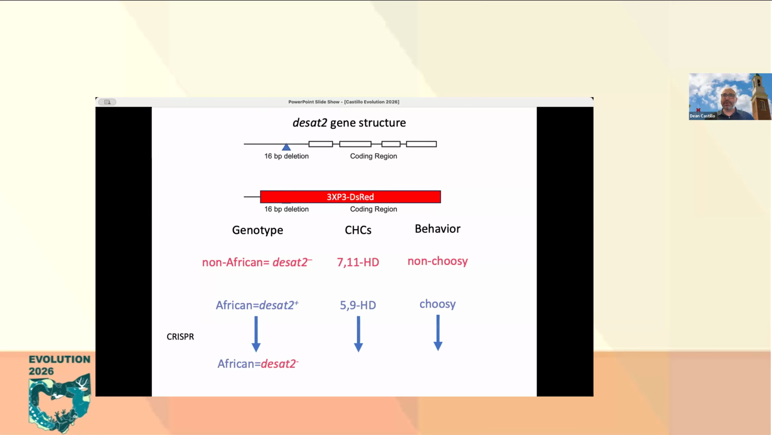So we actually used CRISPR to make a DSAT2 null fly in an African background. This is the gene structure of DSAT2. It's a pretty simple gene with only one isoform. We just cut out the whole gene, including some of the upstream regulatory regions, and replaced it with a visible marker. So basically now we have an African fly that has a DSAT2 null mutation. I'm not going to show behavior data on this fly today, but it is still choosy. We've verified that, and we switched the hydrocarbons. So those are the data I'm going to show you first.